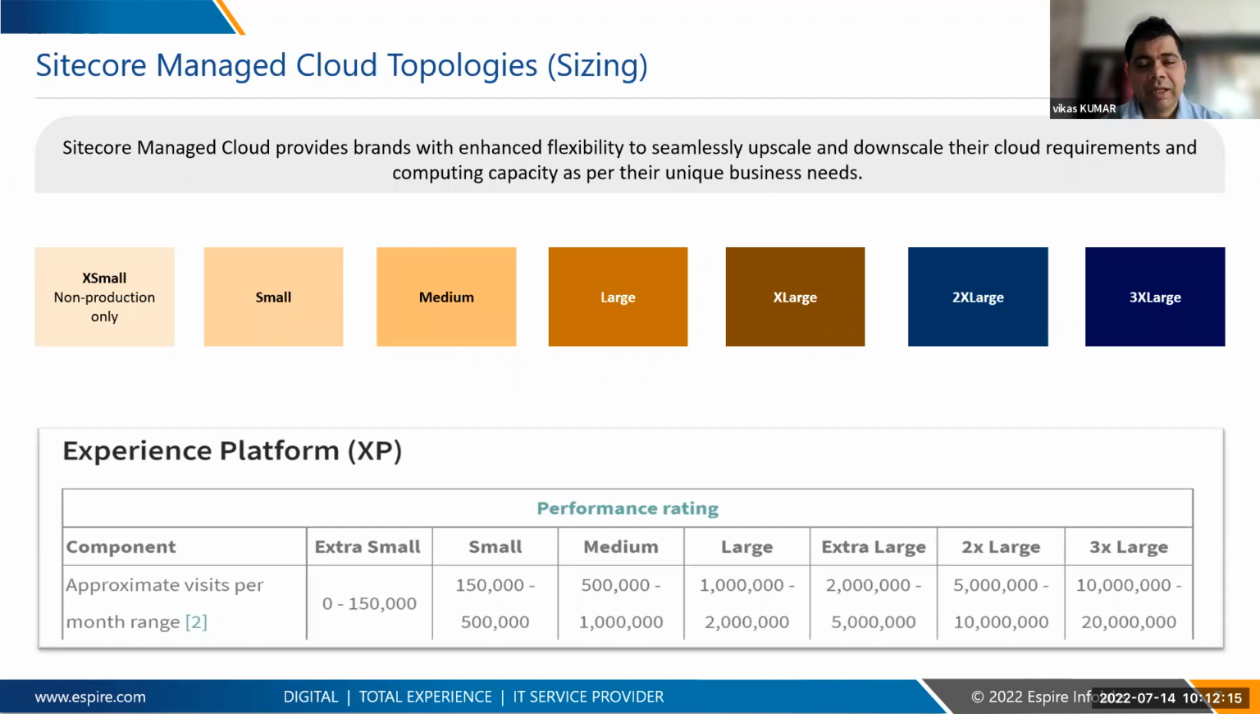The first question is, what are the sizing options available in Sitecore Managed Cloud? It's based on t-shirt sizing, from extra small to XXL or 3XL. It starts very small and depends on the traffic coming to your website per month. They have given ranges: if you are around 150K, you can go with extra small, but for a very big implementation with 10,000K visits every month, you have an option for that as well. They cover everything from very small to very large, complex implementations.